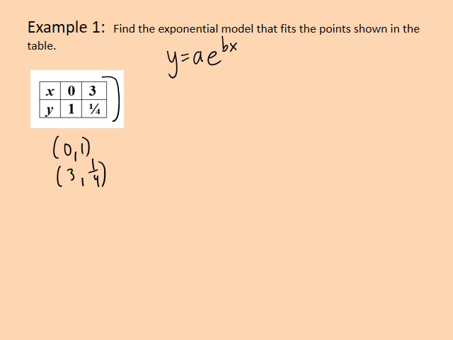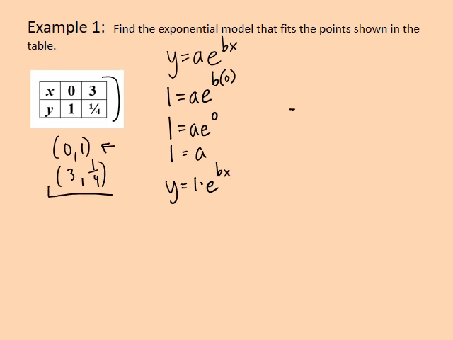To do this, the first thing you do is plug in the point (0, 1) and find the equation. So 1 equals a e to the b times 0. When you do b times 0, you just have 1 equals a e to the 0. We know that e to the 0 is 1, so a equals 1. Now, since a equals 1, we can substitute that back in. So we have y equals 1 times e to the bx.